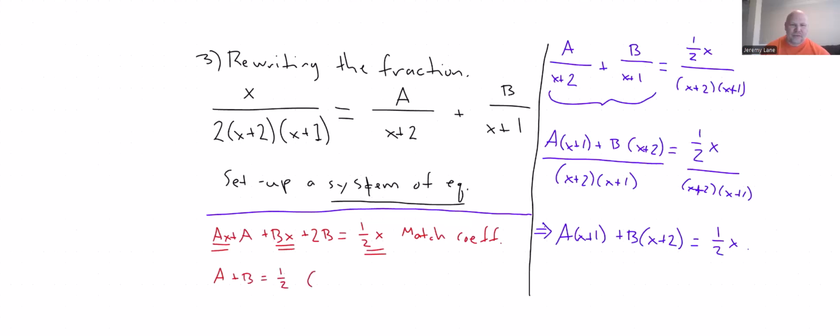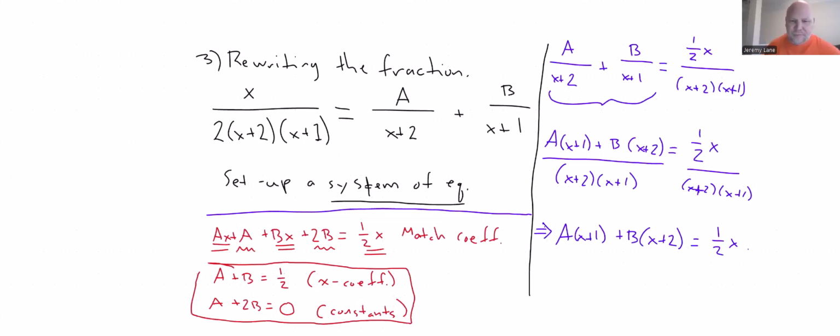These are the x coefficients. And then we have a and 2b. So we have a plus 2b is equal to the constant term over here. Well, the constant term over there is 0, since it's not being shown. So right here is my system. This is the system of equations I'm going to solve for a and b.